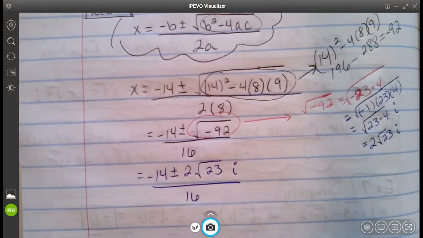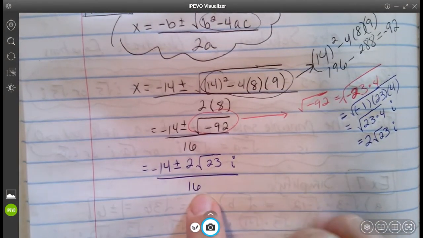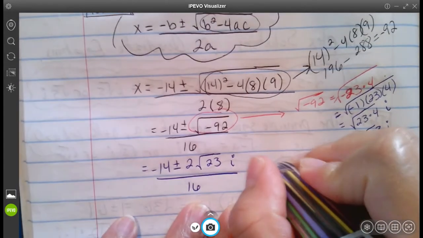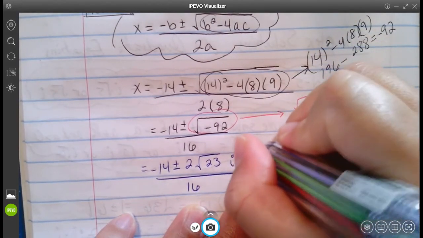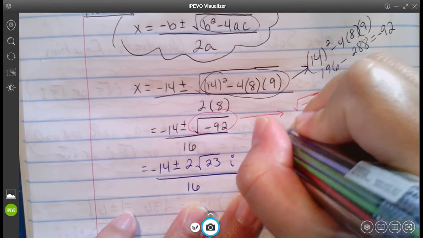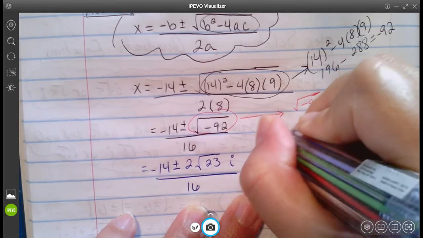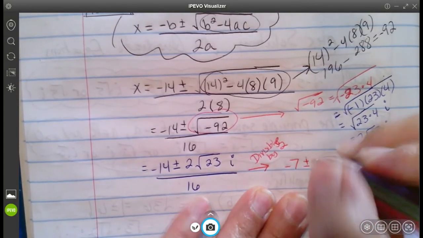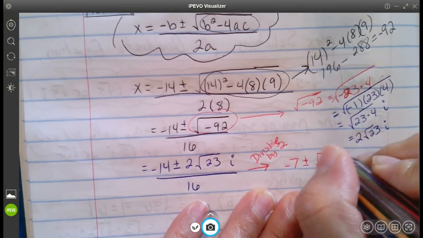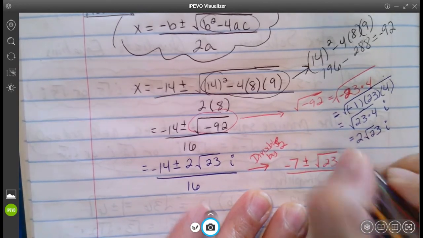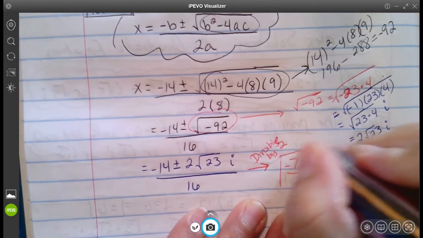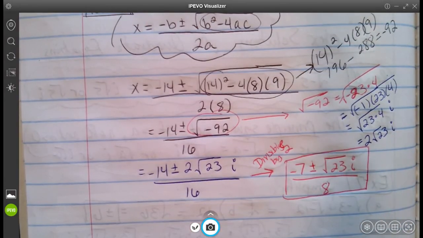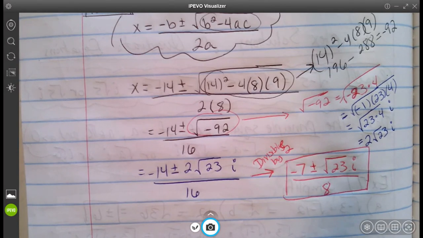And we can simplify because you see that the 14, the 2, and the 16 are all divisible by 2. So here I'm going to write divisible by 2. So we get negative 7 plus or minus, we don't have to put the 1, square root of 23 i over 8. And at this point, we can stop. And that is it, guys, for this video.